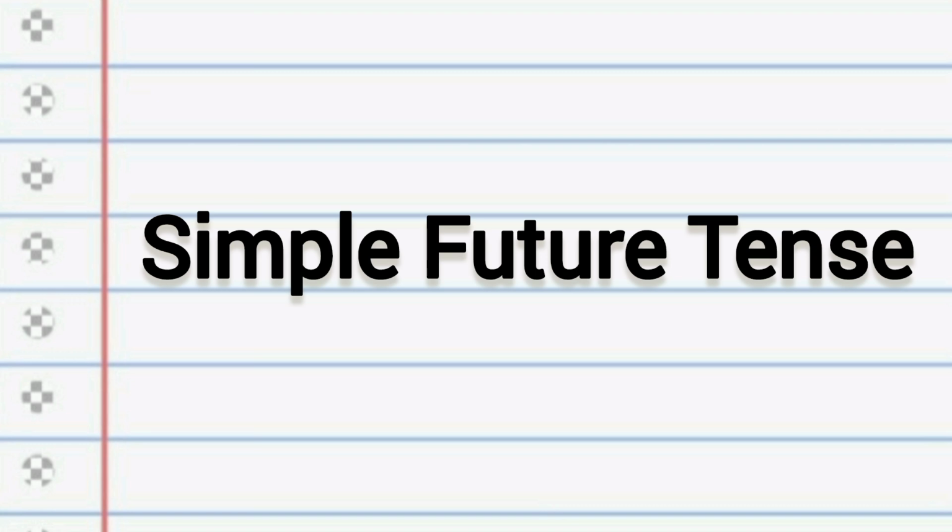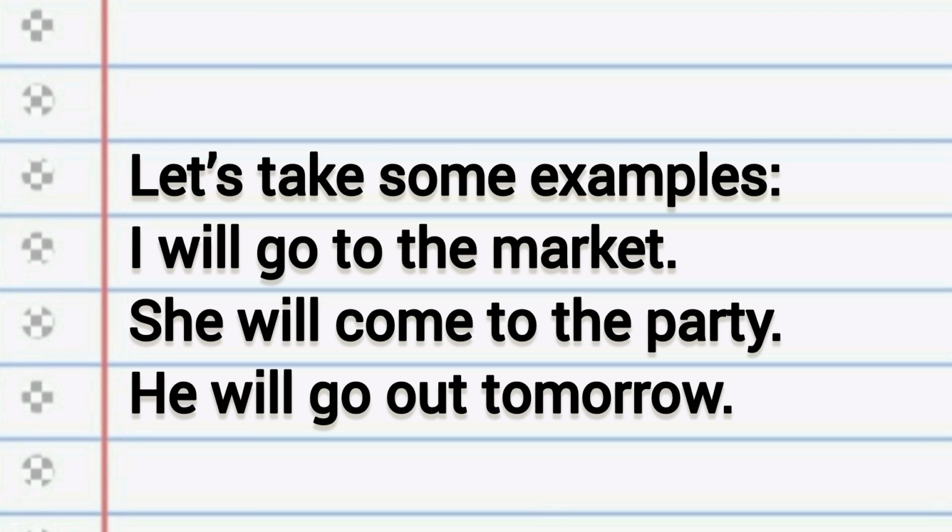The formula of the simple future tense is subject plus will plus base form plus object. Let's take some examples. I will go to the market. She will come to the party. They will go out tomorrow.